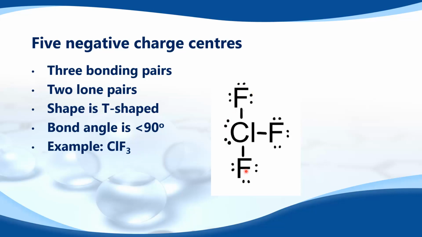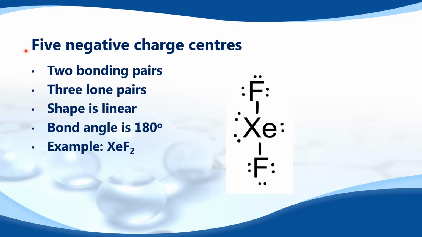So here we have the ClF3 molecule. We have the chlorine atom as the central atom, and it's bonded to 3 other fluorine atoms. And we have 2 lone pairs of electrons on the chlorine atom, and the repulsion between these lone pairs and the bonding pairs of electrons is the reason for this bond angle being slightly less than 90 degrees.